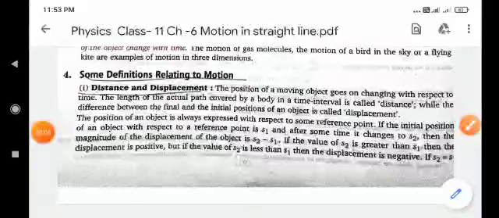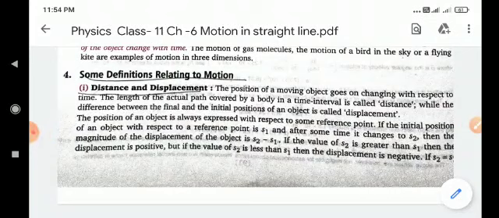Good morning once again. We will discuss some definitions relating to motion. Number 1: distance and displacement. Distance is a scalar quantity and displacement is a vector quantity.